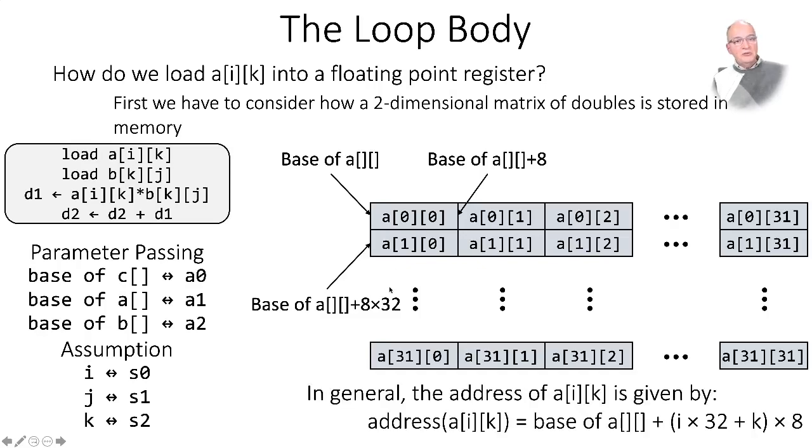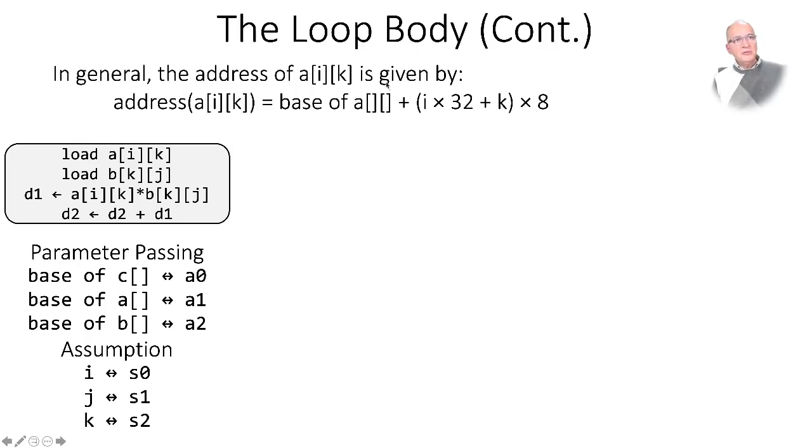And in general, to access the element AIK, the address of AIK will be the base of A, so this is the vector A, plus I times 32. So how many rows down? For each row that I come down, I have to go 32 elements. So I times 32 plus K, so that brings me here. And then I multiply by 8 because 8 is the number of bytes in each of the elements of the matrix. So here's my expression: the address of AIK is the base of A plus I times 32 plus K, times 8.